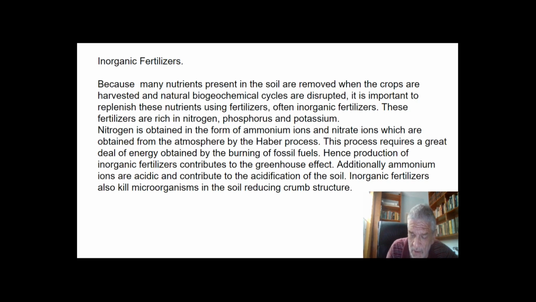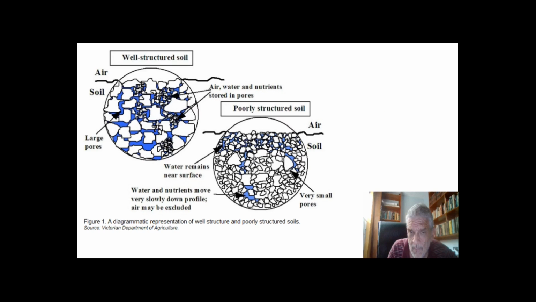So what is crumb structure? This is illustrated here. This is a well-structured soil, where the soil particles are large and there's lots of air spaces. This allows the roots to breathe, and it also allows the roots to obtain water. And it can contain a fair amount of water, although it drains fairly quickly. So air, water, and nutrients are stored in the pores.